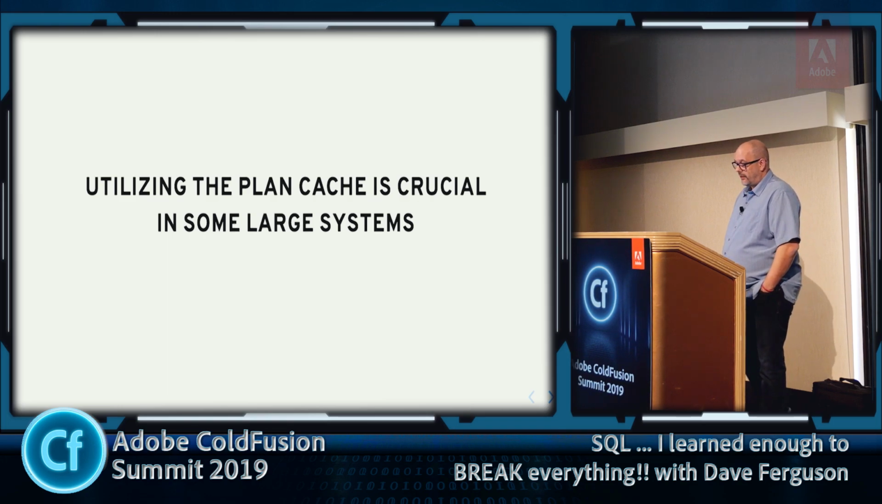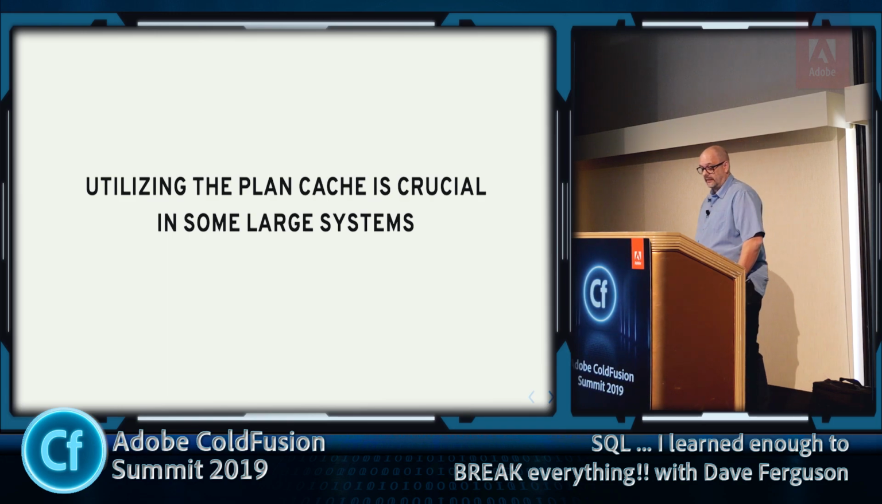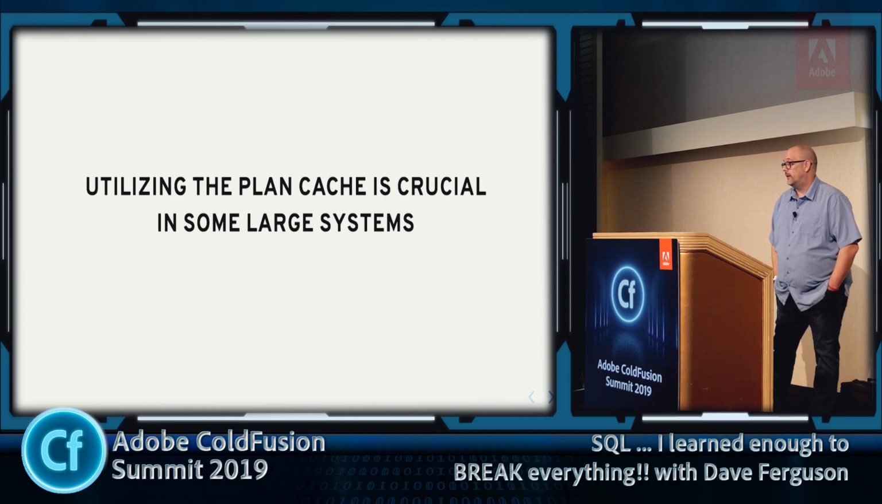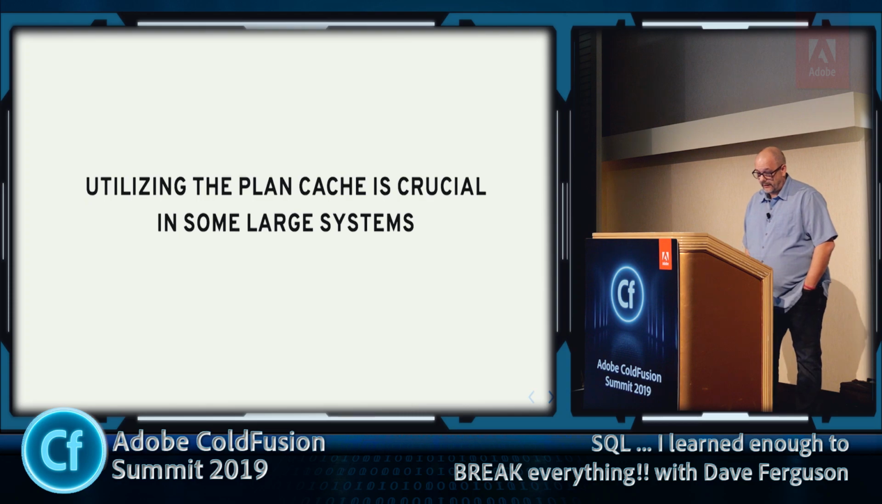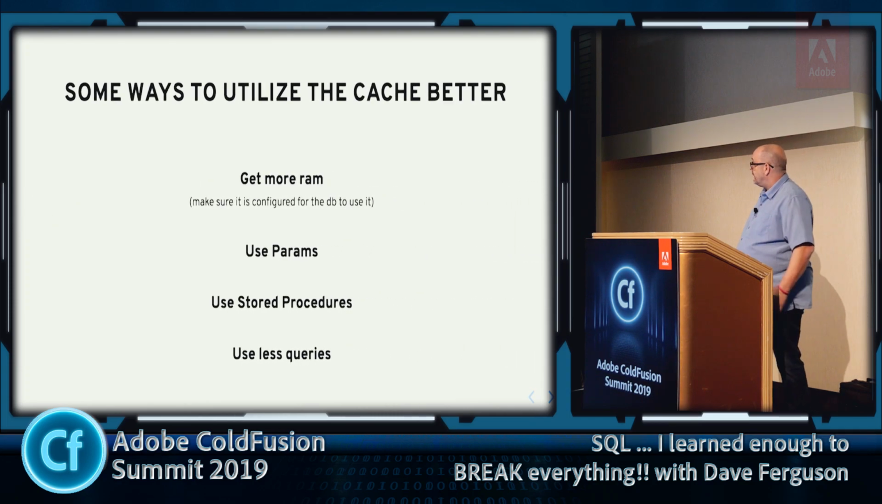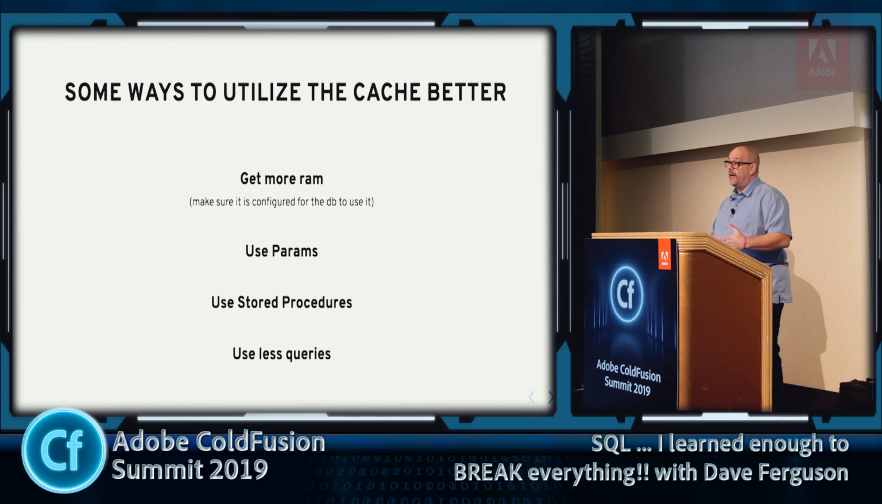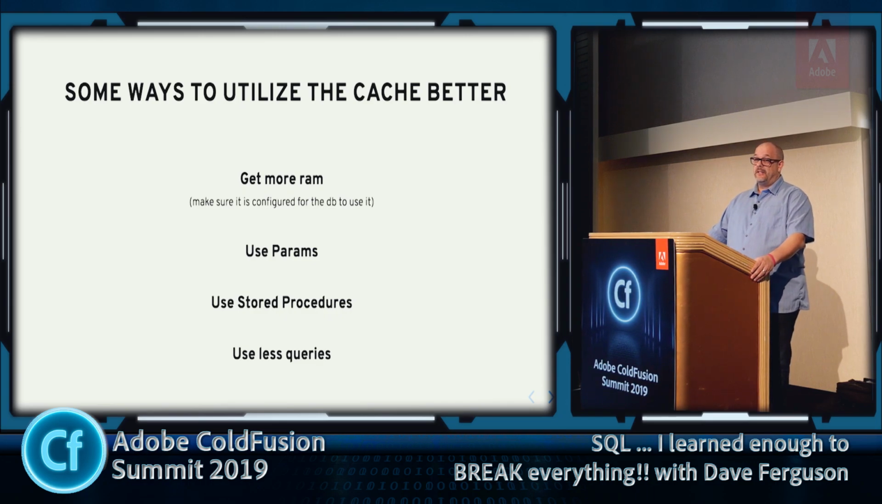So how can we utilize that cache a little better? A, just get more RAM, honestly. Probably the biggest thing you can do, make sure your database has a lot of RAM. And, which I've actually seen, make sure your database is configured to use the RAM that's there. I've seen many databases that have 64 gigs of RAM, but they're configured to use 16 gigs. So you've got all that RAM just sitting there doing nothing.